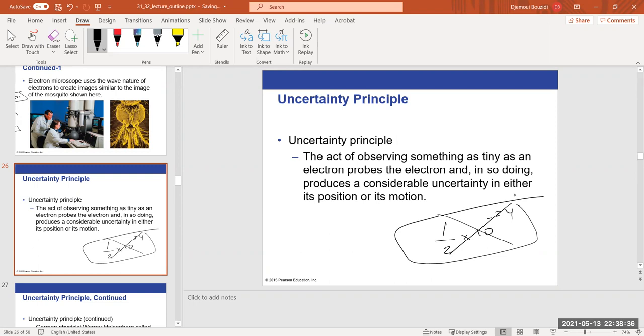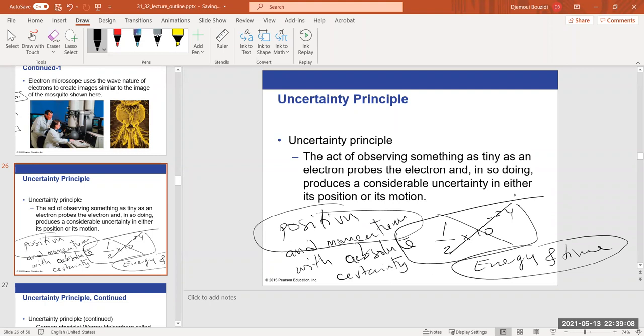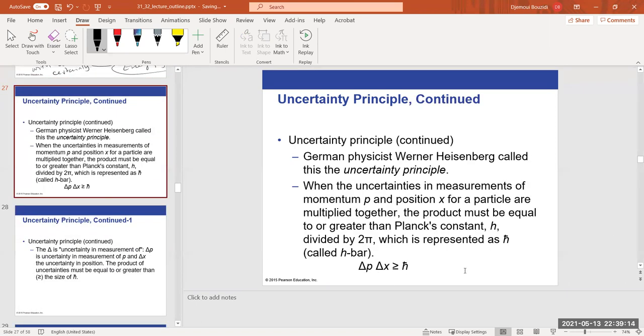So you cannot know, for example, the position and momentum with absolute certainty. This is usually with all kinds of variables, like, for example, the same thing, energy and time. Same thing. You cannot know that with absolute certainty, both of them at the same time. One of them has to give in. Okay? So this is the mathematical expression for it that is written.